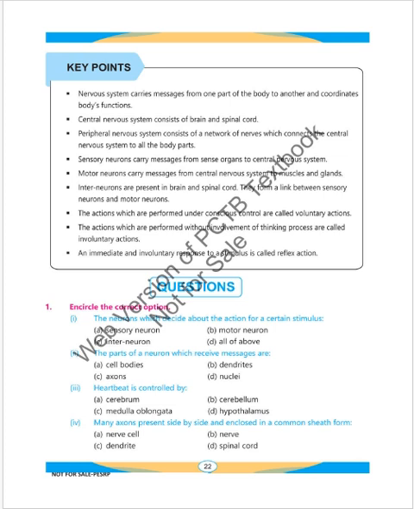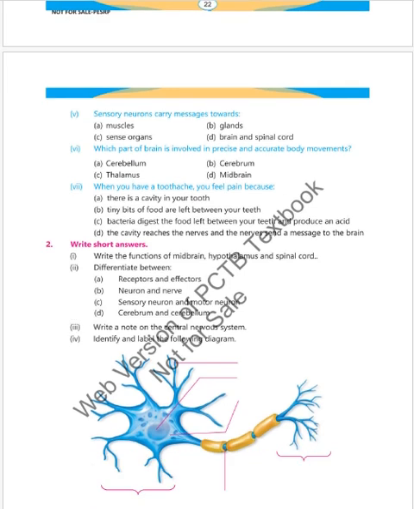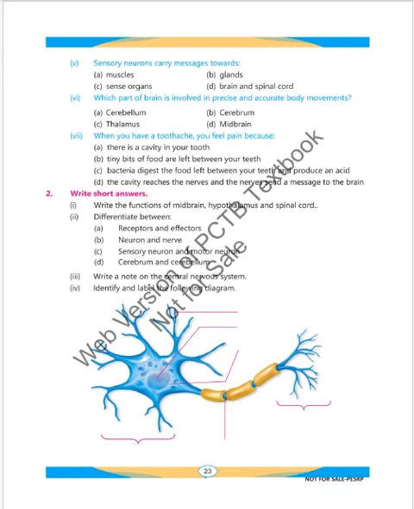Many axons present side by side and enclosed in a common sheath form: nerve cell, nerve, dendrite, spinal cord. Sensory neurons carry messages toward: muscles, glands, sensory organ, brain and spinal cord. Which part of the brain is involved in precise and accurate body movement? Cerebellum, cerebrum, thalamus, midbrain.